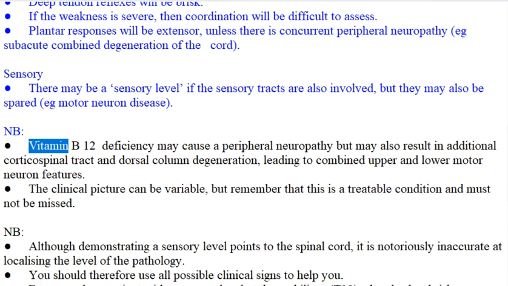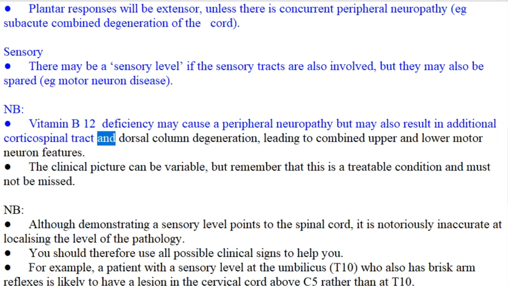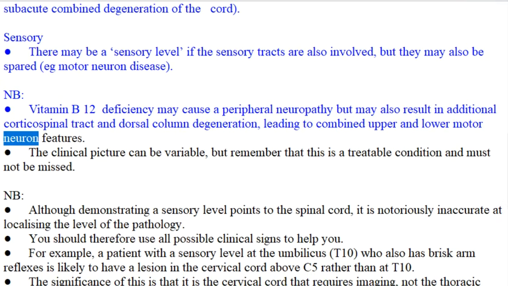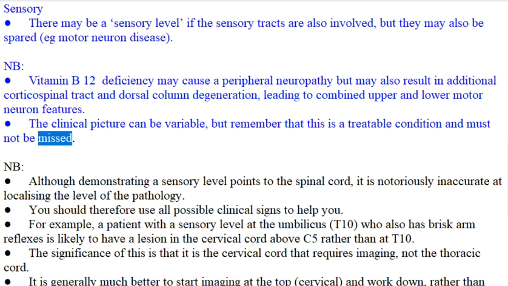NB. Vitamin B12 deficiency may cause a peripheral neuropathy but may also result in additional corticospinal tract and dorsal column degeneration, leading to combined upper and lower motor neuron features. The clinical picture can be variable, but remember that this is a treatable condition and must not be missed.